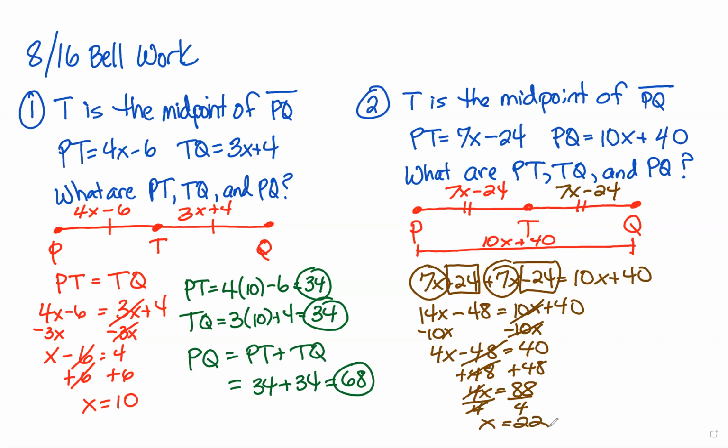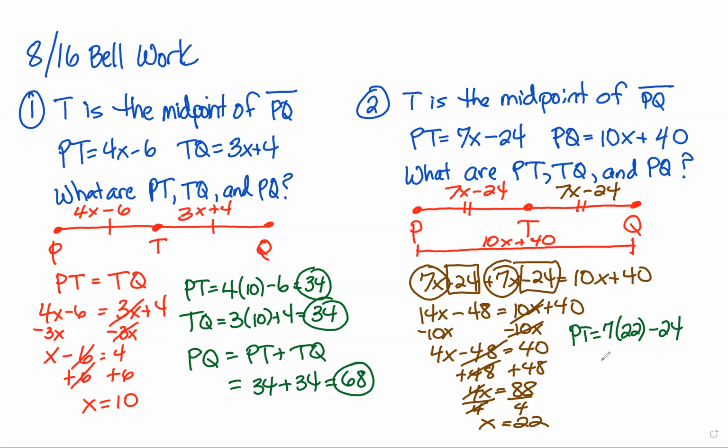So now we need to find the answers to the questions, which are to find PT, TQ, and PQ. Starting with PT, PT is 7x minus 24, so that would be 7 times 22 minus 24.